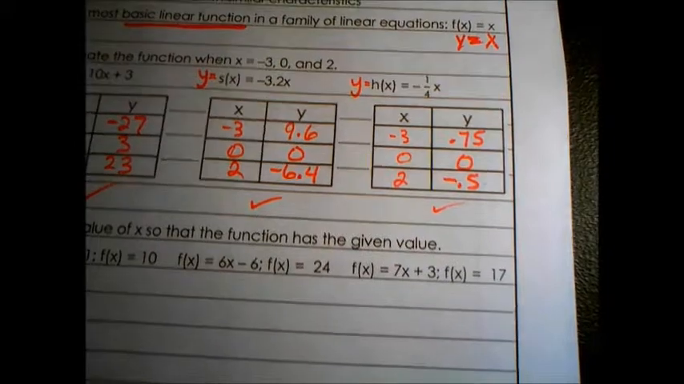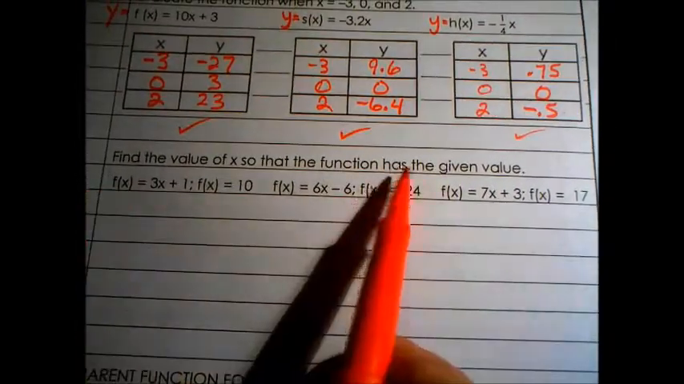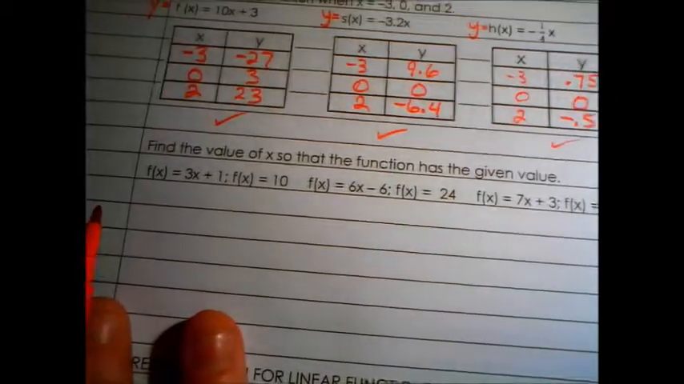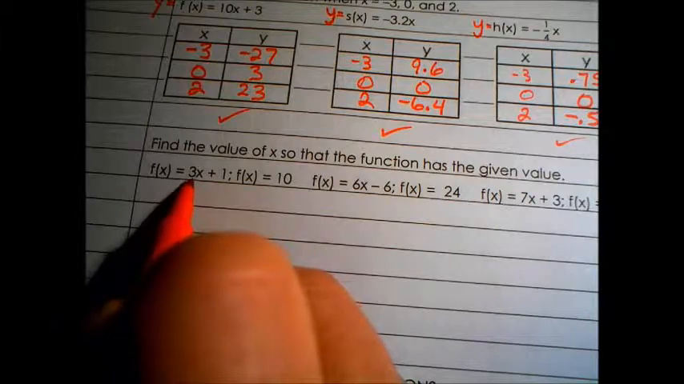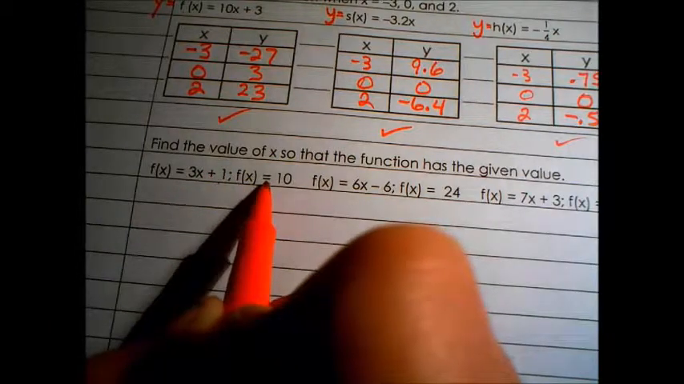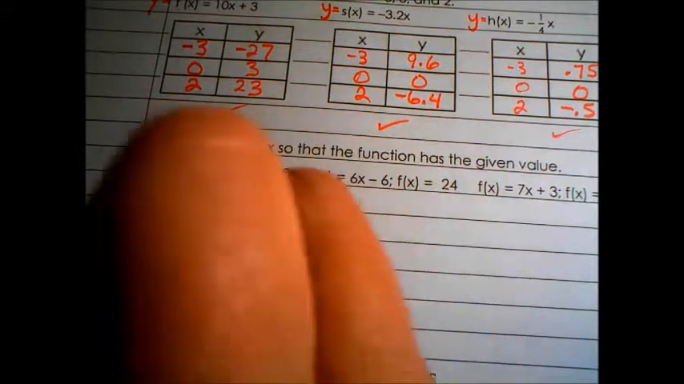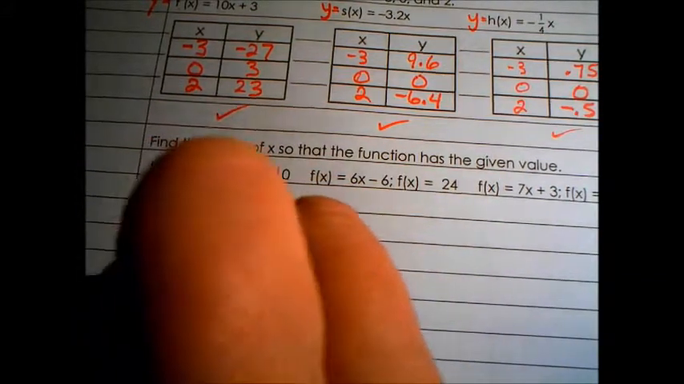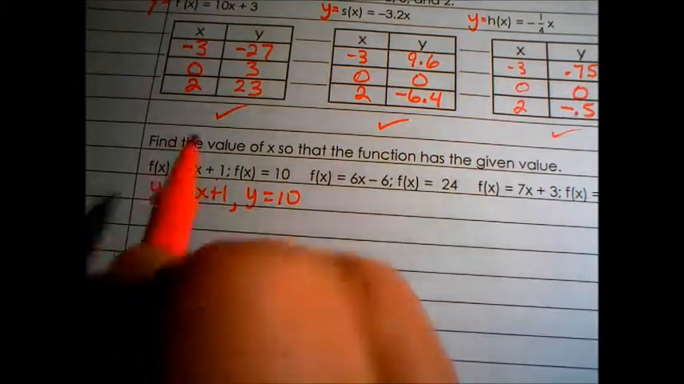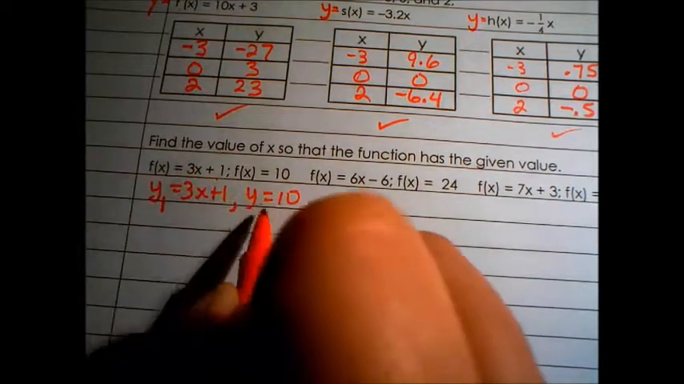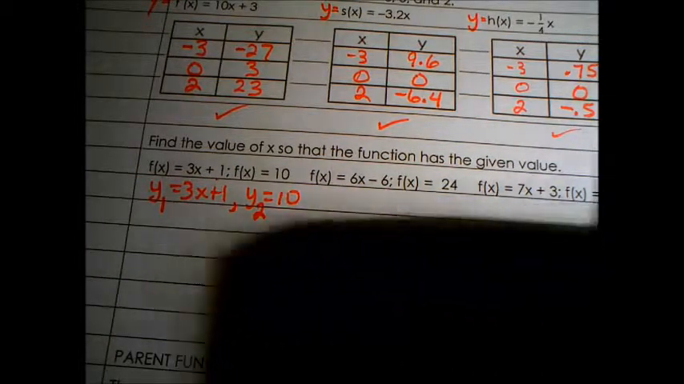Okay, the second type of examples says we want to find values so that this function has the given value. Now, if I'm looking at this, I have f of x equals 3x plus 1, and then it says f of x equals 10. Well, remember, that is just the same thing as saying y equals 3x plus 1 as well as y equaling 10. Same scenario. So I'm going to plug this one into y1 and this one into y2, and we're going to see where they line up in the table.